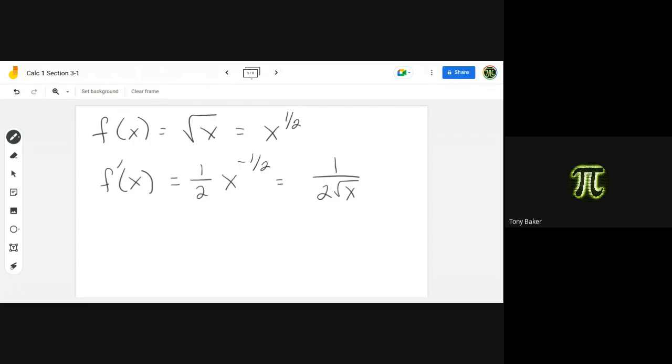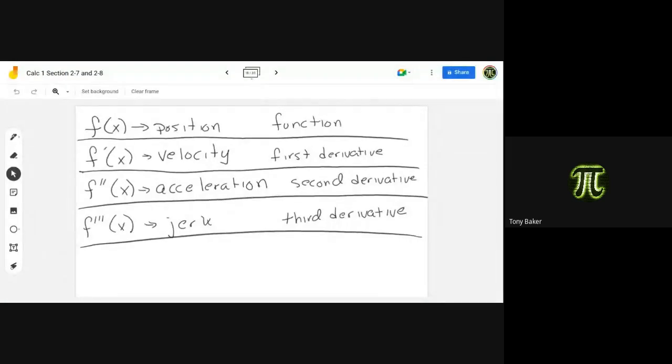Remember we talked about this on Monday, right? We have first derivative, second derivative, third derivative. So you can keep doing the derivative. That right there was the first derivative. We could do it again, find the second derivative. We could do it again, find the third derivative.